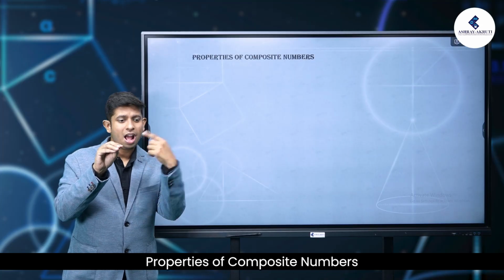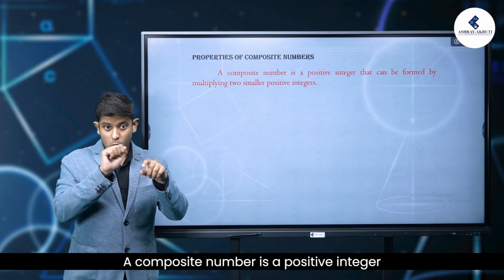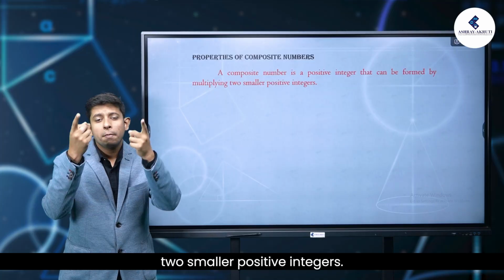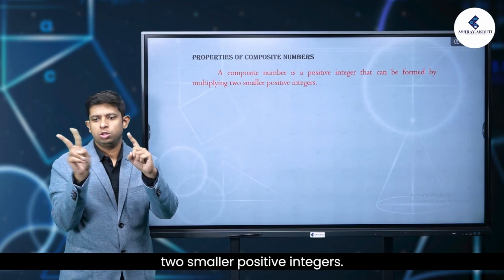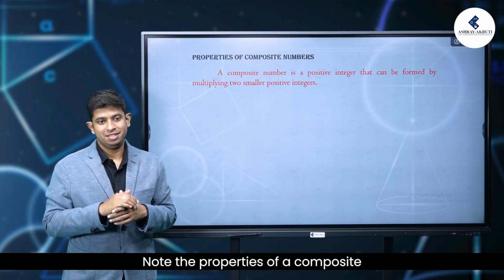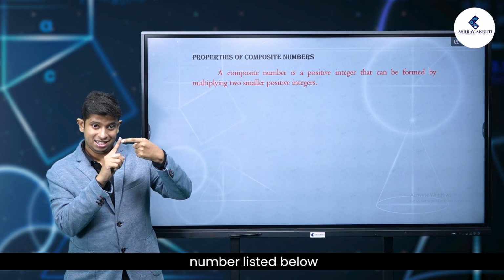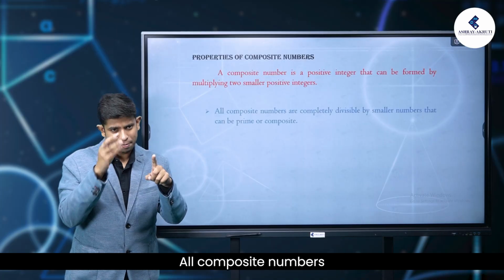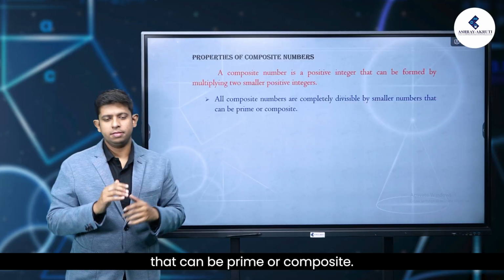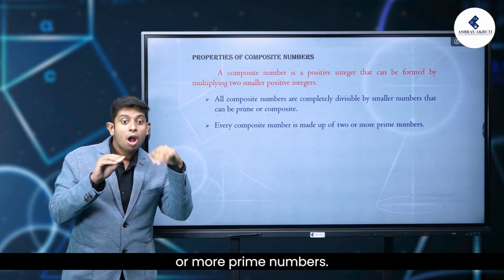Properties of composite numbers. A composite number is a positive integer that can be formed by multiplying two smaller positive integers. Note the properties of a composite number listed below. All composite numbers are completely divisible by smaller numbers that can be prime or composite. Every composite number is made up of two or more prime numbers.